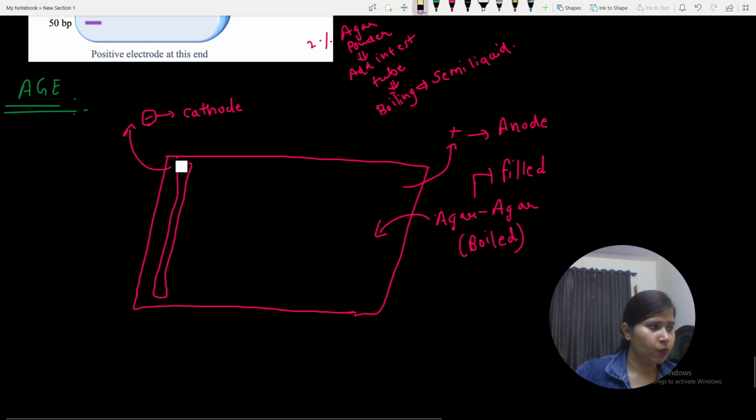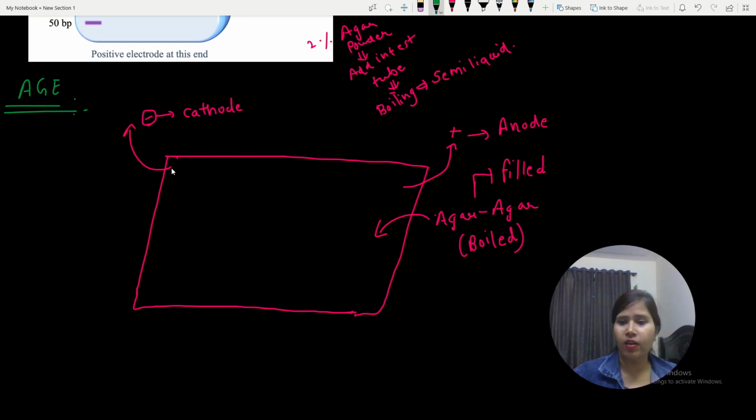For example, you are adding the comb here, and when you remove this comb, at that place agar will not fill, and then you will obtain some kind of holes here, right? At which end? You will find it at the cathode. Now these holes are obtained.